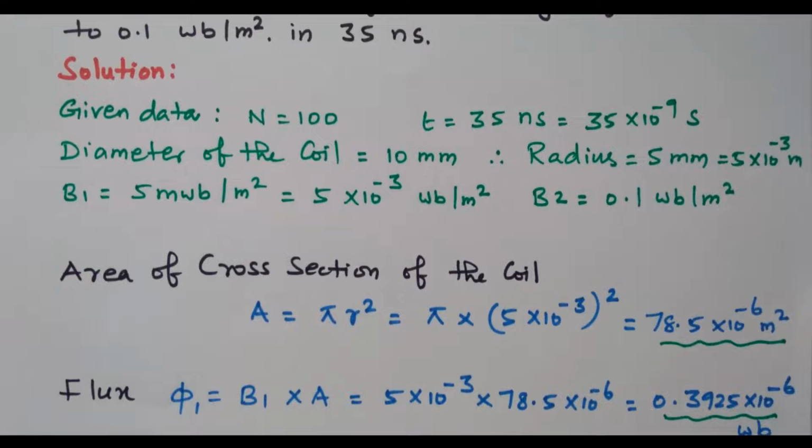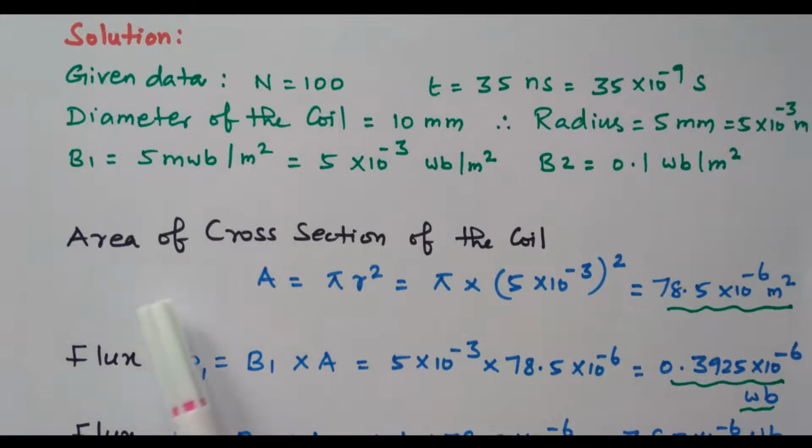So based on the given data, first we will find the area of cross section of the coil. A equal to pi r square. Pi into 5 into 10 to the power minus 3, the whole square. This is the radius of the coil. So by simplifying this, what we got? 78.5 into 10 to the power minus 6 meter square, the area of cross section of the coil.